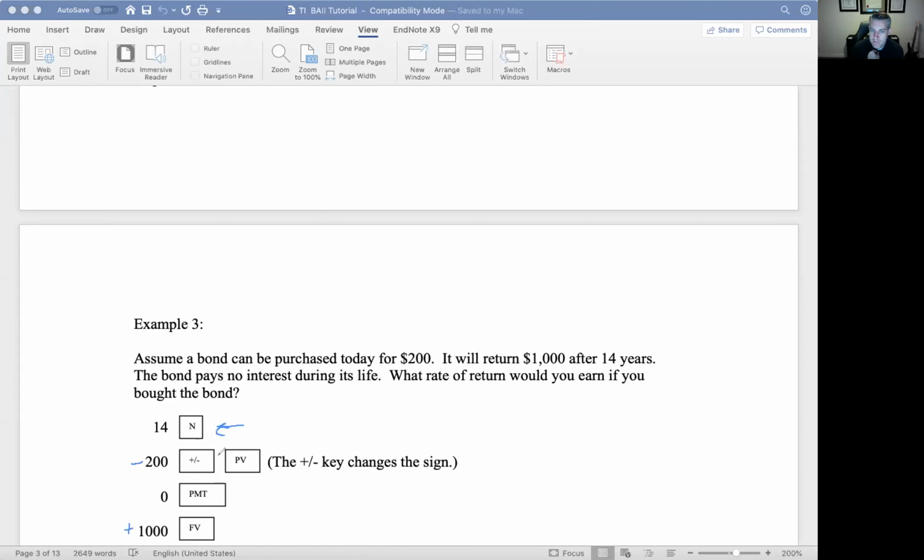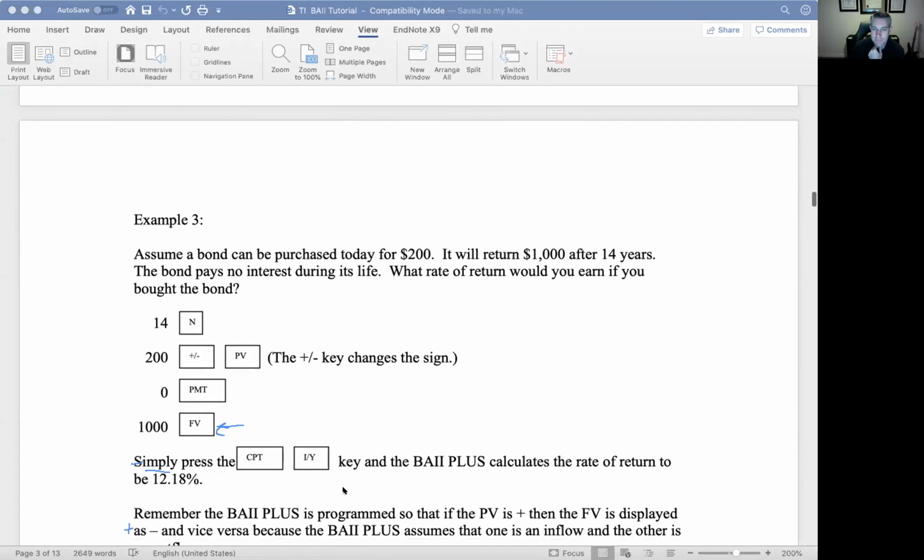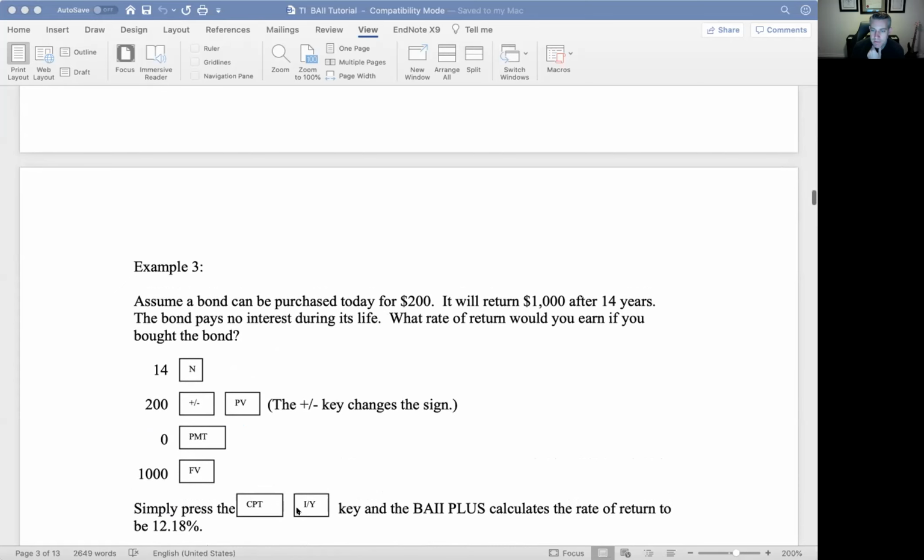We know present value, but what we have to do is we hit 200 and then we hit the button that has the plus/minus. That's in the bottom right. And then we hit PV. We don't need to put 0 for payment, but if you want to, you can. And then 1,000 for future value. Once you've done that, clear that. What you'll do is hit compute and then hit I over Y. So I want everybody to try this and see if they can get 12.18%.